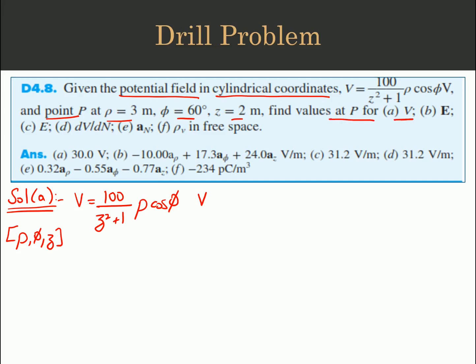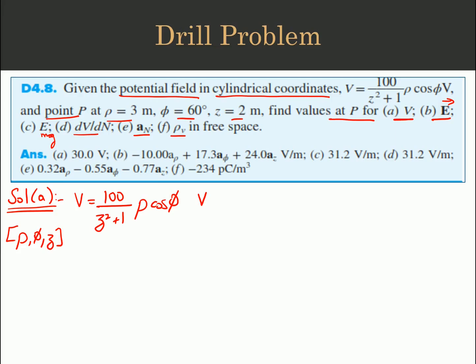For the first part, what is the potential at P? For the second part, what is the electric field intensity at P? The third part is what is the magnitude of E. Whenever you see an italic E, it means it's a magnitude. And the bold one is basically the electric field intensity. Then in part D, we need to find the ratio of dV by dN, what is the direction of the normal vector, and what is the volume charge density in free space.